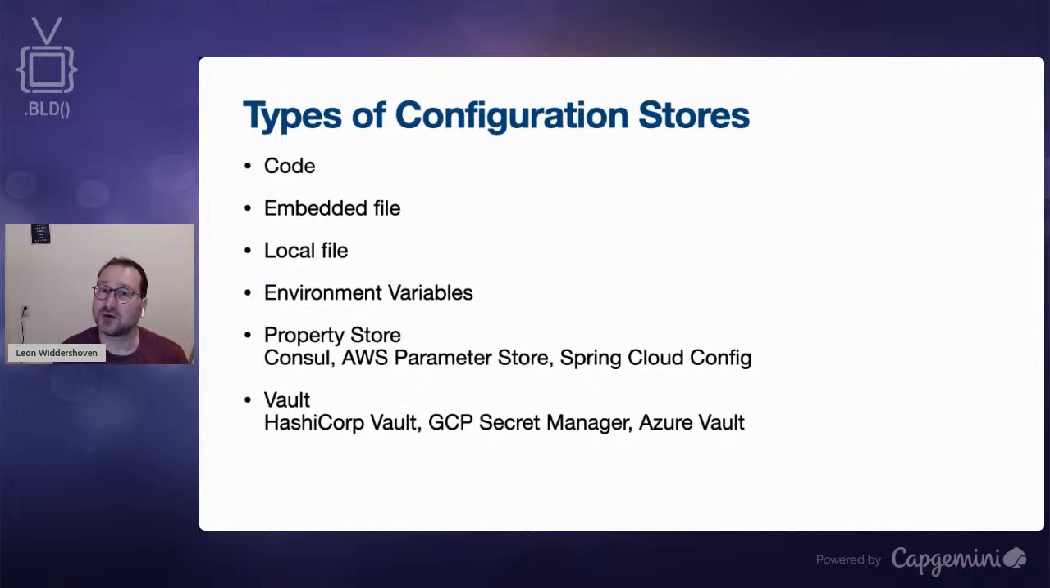Well, there are also property stores, things like HashiCorp Consul, and every cloud provider has their own. AWS Parameter Store, Google has something, Azure has something. And you have, of course, Spring Cloud Config, which I think uses Git as a backing store. The nice thing of all these stores is that you know who changed what at what time.